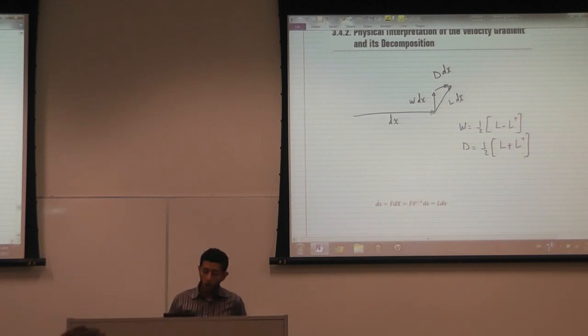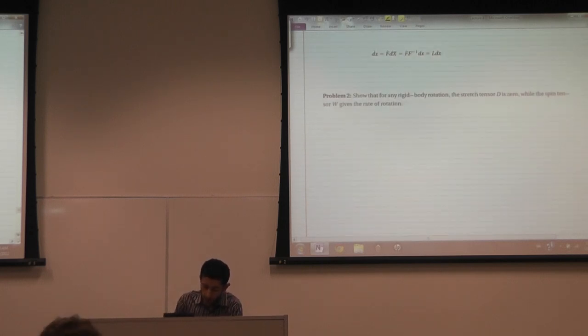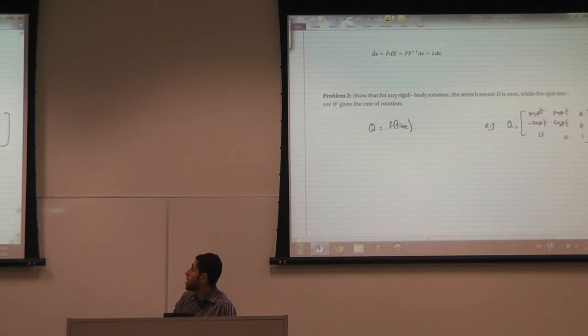Now let's see what happens if I have an object that is rotating in space. I have an object rotating such that Q is a function of time. For example, Q is equal to cosine theta t, sine theta t, so the angle is changing according to the time. Let's see what this velocity gradient will tell me. x is equal to Q multiplied by X. v is equal to x dot, which is equal to Q dot multiplied by X.